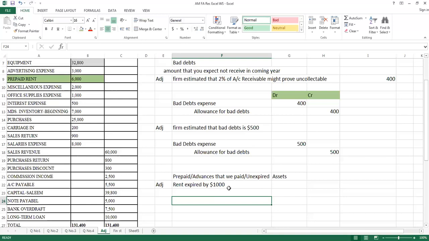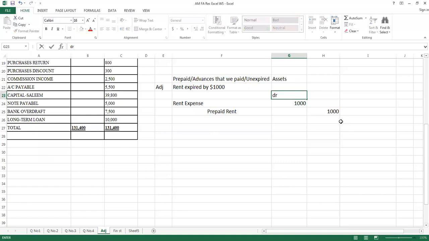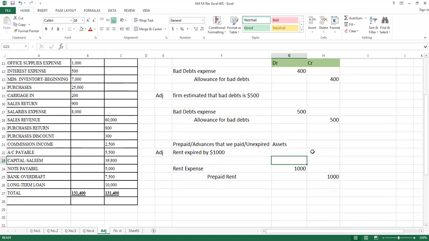So I will make an entry at the end of the year: rent expense debit by 1,000 and prepaid rent credit by 1,000. Now the question is, why rent expense debit and why prepaid rent credit?